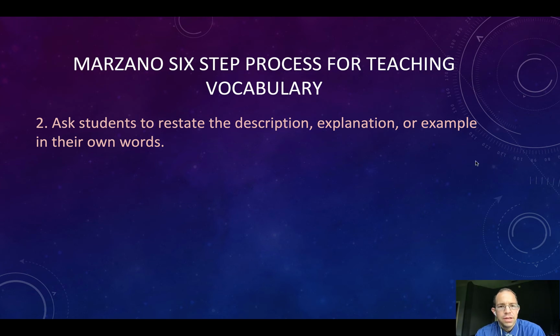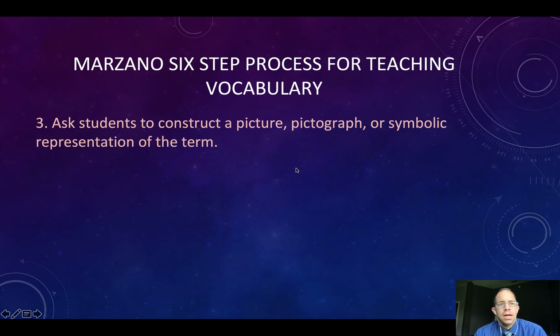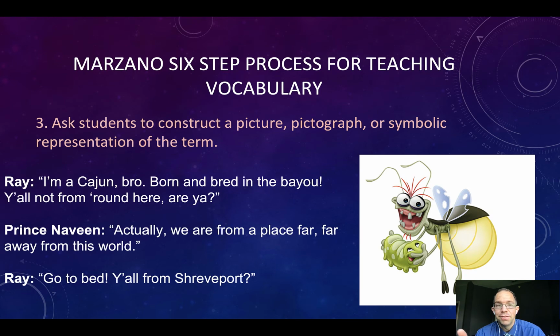Okay, so moving forward now, we're going to go to step 3. Now I'm going to ask you to construct a picture or pictograph or a symbolic representation of the term Standard English Learner. And this is just mine as an example. So I love the Disney movie Princess and the Frog.